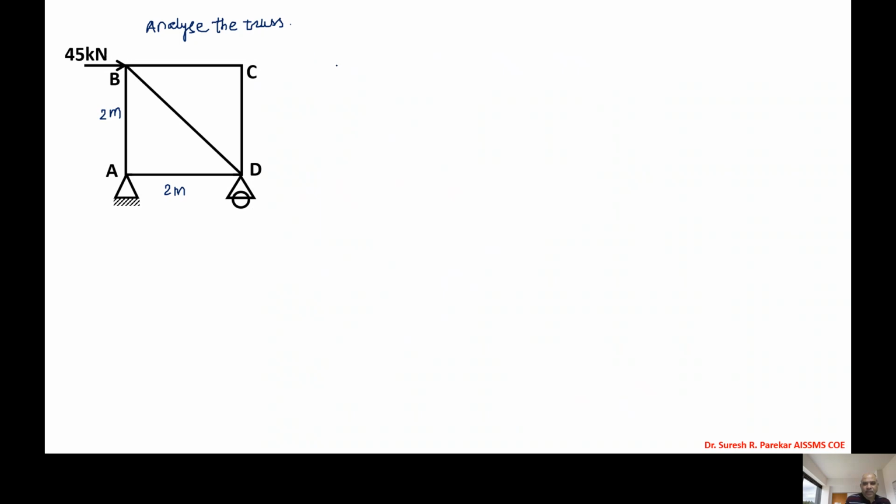Now what are the steps in this? We know first, step 1, we have to identify zero force members.